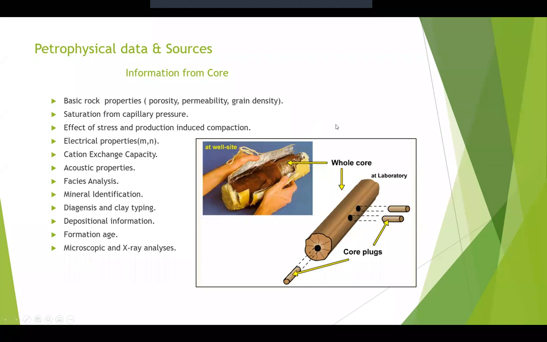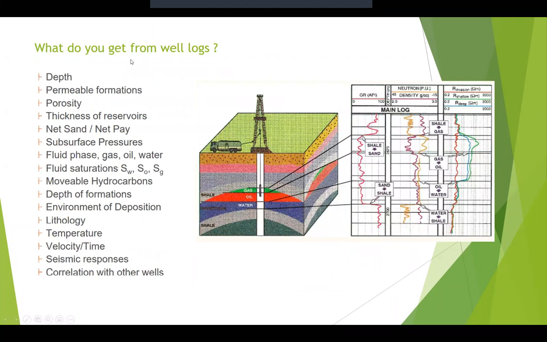And now we come to logs. So what do we get from logs? As we see here, if we have the oil field and reservoir containing water, oil, and gas, it's recorded via the wireline logs. Normally we get what we call the conventional logs, like gamma ray, density neutron, and resistivity.